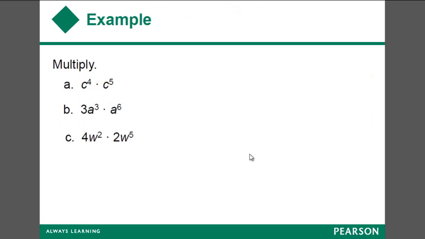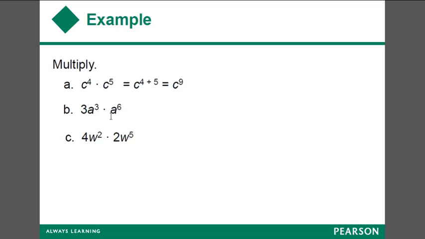If I have c to the fourth times c to the fifth, I want to simplify this into a single number with exponents if at all possible. So since my bases are the same, I can keep my base and add my exponents and do 4 plus 5, which is 9.